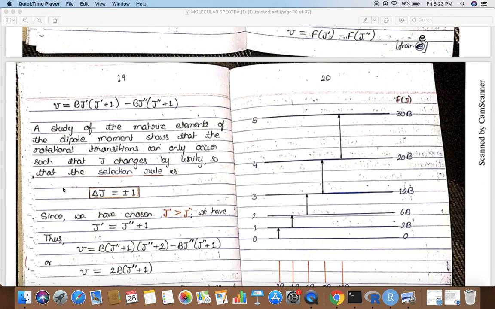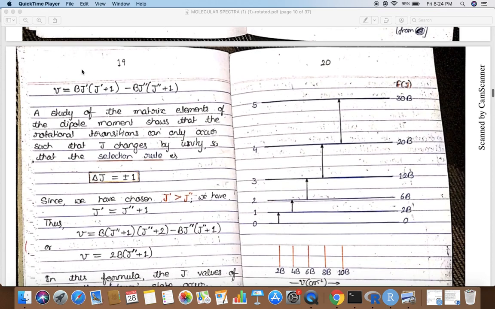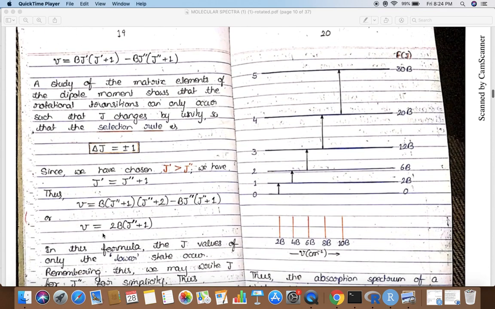The study of the matrix elements of the dipole moment shows that rotational transitions can only occur such that J changes by unity, that is the selection rule ΔJ is equal to ±1. So putting J prime equal to J double prime plus 1 in this relation, we have the rotational frequency, which in terms of wave number is equal to 2B(J double prime plus 1).